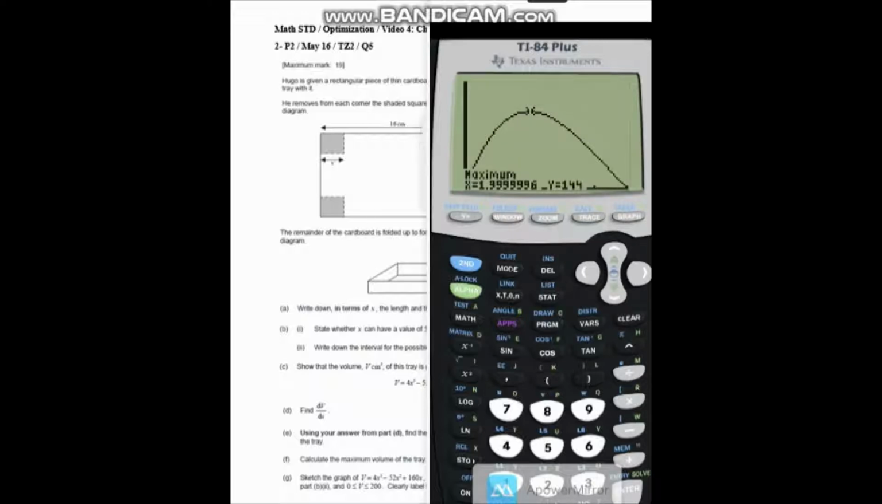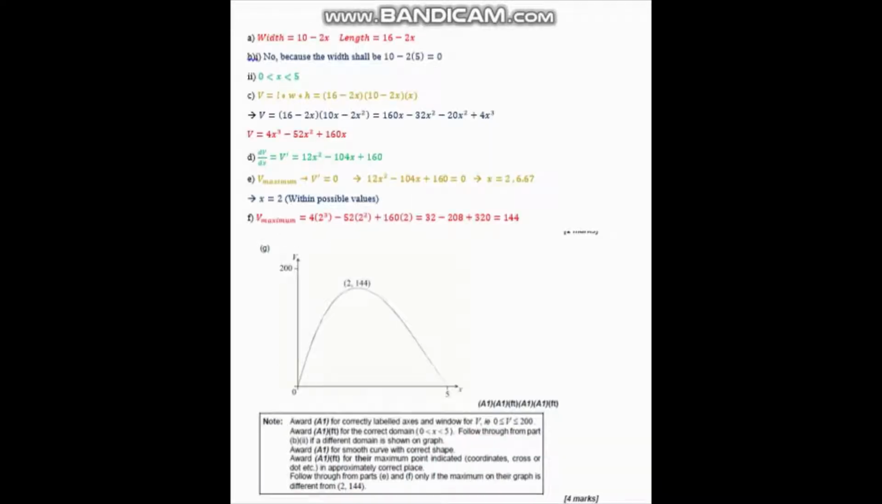So you are told that the maximum point exists at x equals 2 and y equals 144, and this should confirm that our working is correct because we found the same numbers using the manual approach. There is our 2 and there is our 144, and using the GDC we have found that indeed the maximum point lies at 2 and 144.